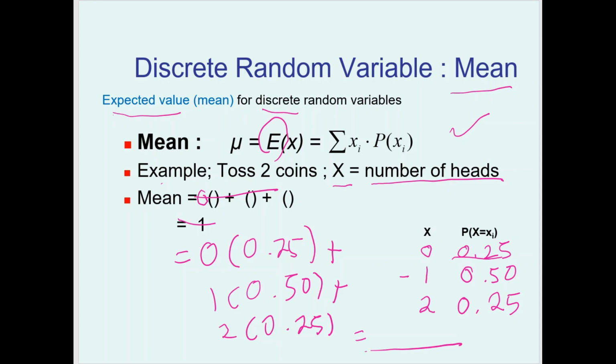This is what you get from this event of tossing two coins, 4 times. This is a simple example of how you calculate the mean.